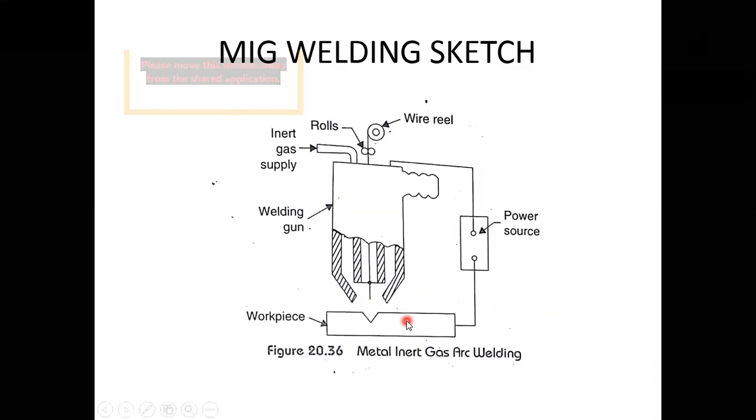Now I come to the MIG welding. Another name for this MIG welding is gas metal arc welding. MIG is an abbreviation for metal inert gas welding. Another name for this one is gas metal arc welding. So this is the MIG welding sketch.